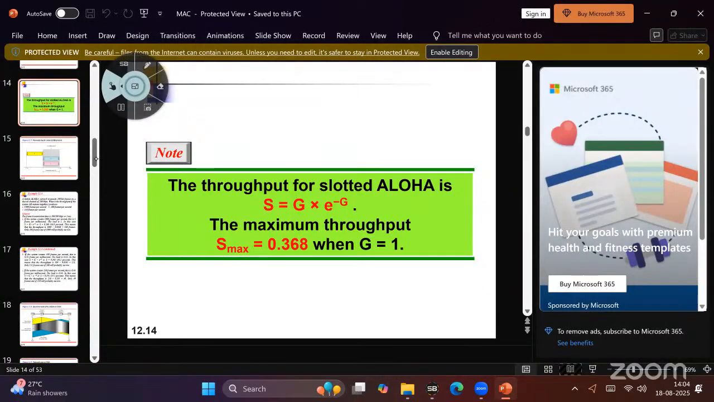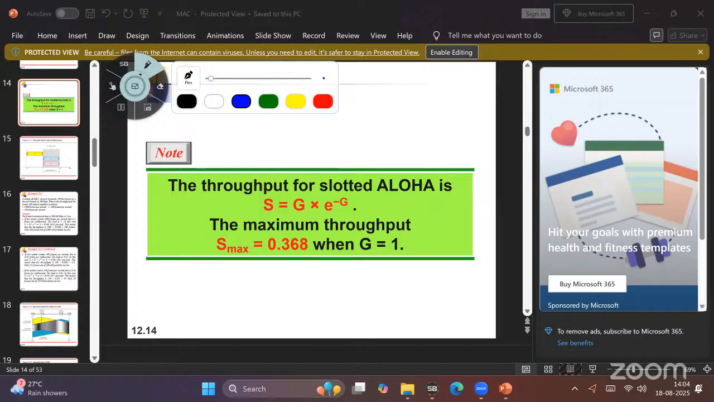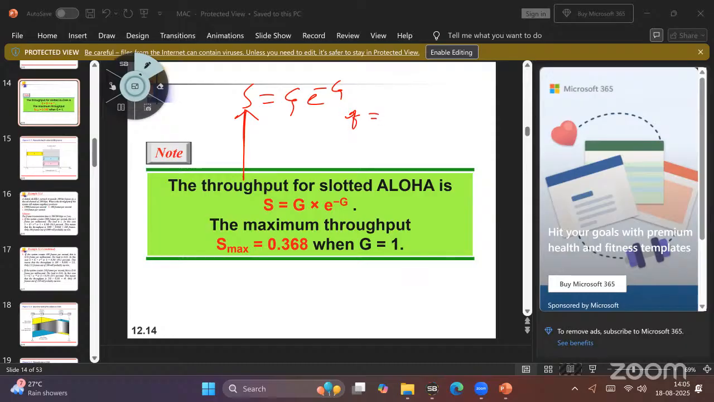So note this. Here, as I told, S equal to G e to the power of minus G. So what is S? S is nothing but throughput. G is nothing but the maximum frames per unit time transmitted. If G equal to 1, 1 into e to the power of minus 1, so nothing but 1 by e. So the value you get is 0.368.